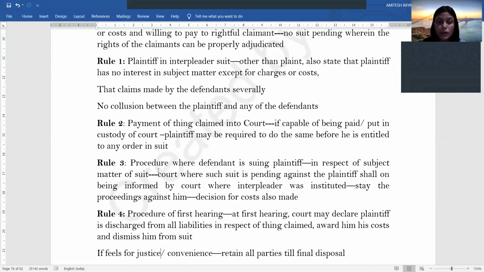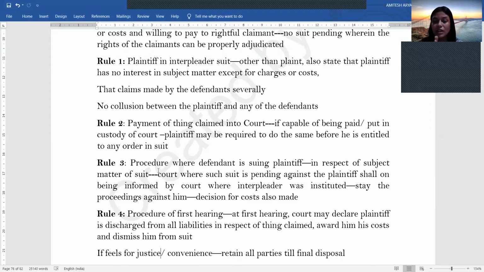Now, what is the procedure where the defendant is suing the plaintiff in respect of the subject matter of the suit, and this suit is pending against the plaintiff? Then the court where such a suit is pending will be informed by the court where the interpleader was instituted to please stay the proceedings against him, and a decision for cost also can be made.